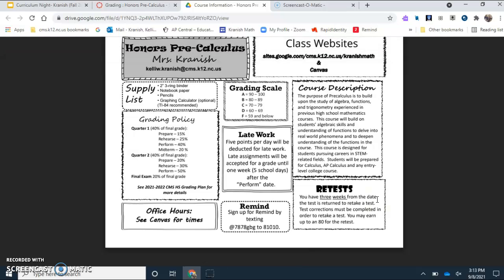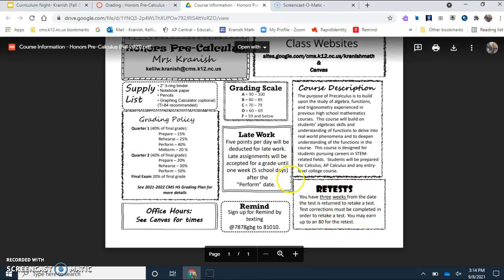Last thing I want to note on here is the retest. And guys, this is the same for pre-cal and calculus. You have 3 weeks from the date the test is returned to retake a test. You have to do test corrections to take a retest. I require test corrections anyway for a grade. And then the highest you can get on a retest is an 80. And this is a CMS policy for the retest and for the late work, so this should be the same for all your students' classes.